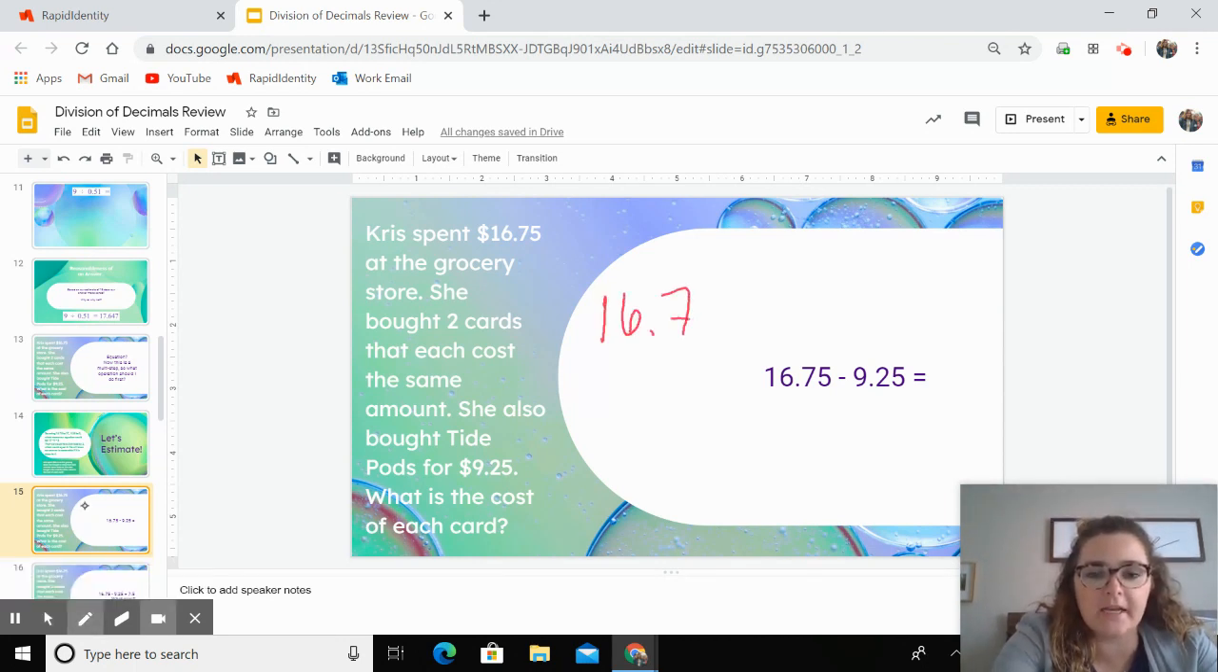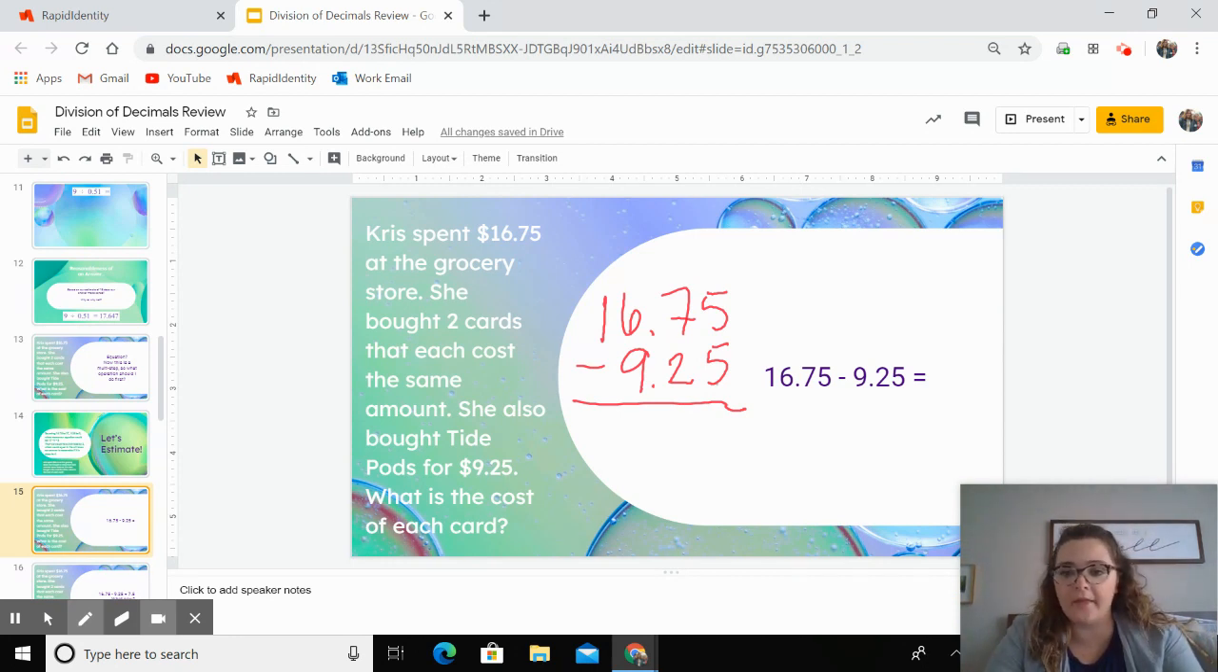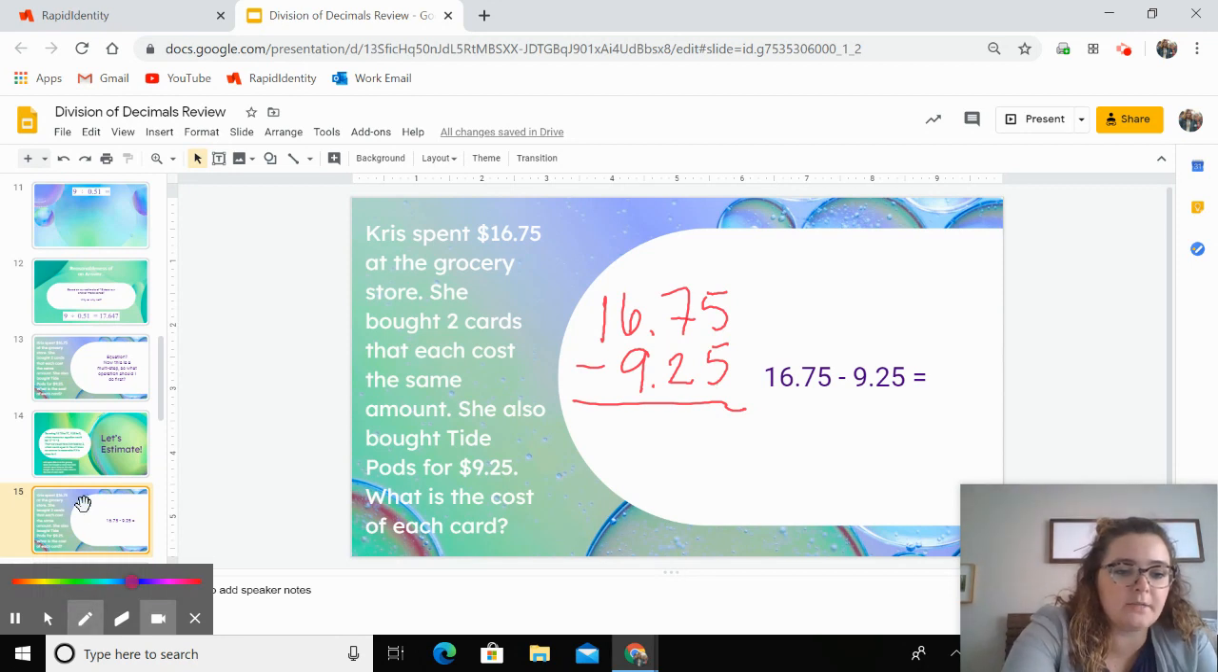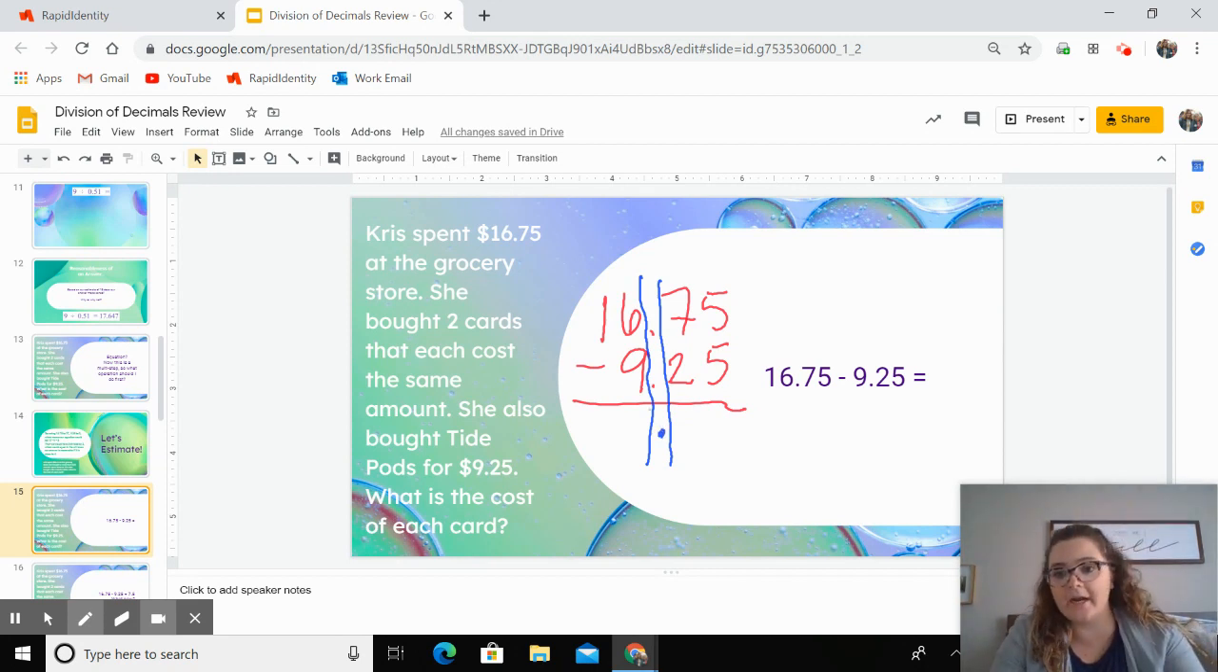I have 16 and 75 hundredths, and I'm subtracting 9 and 25 hundredths from that, okay? Remember, when you're adding and subtracting, unlike multiplying, you do need to line up your place value, so I need to make sure those decimal places are as lined up as possible. I'm going to go ahead and line it up and drop it down, and now I can subtract.